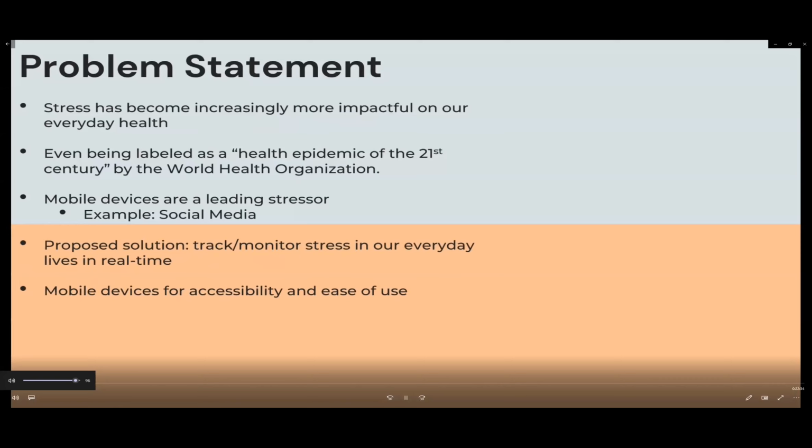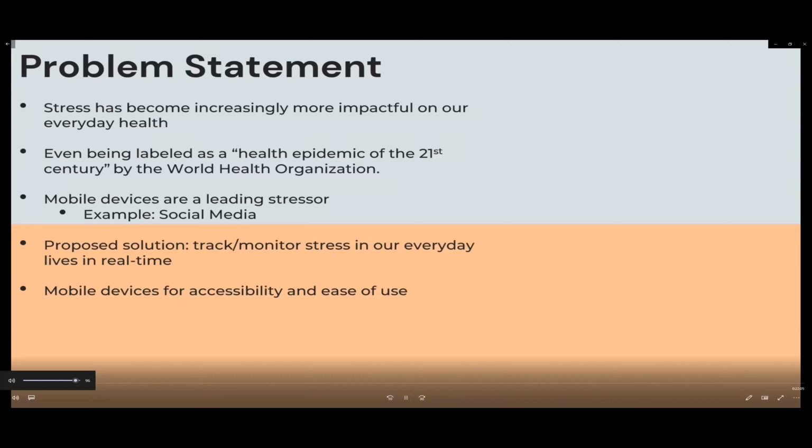The problem this paper tries to tackle is dealing with stress, and how over the past couple of years, it has shown that overall everyone's stress levels are higher than they normally are, and even by the World Health Organization, it's being labeled as a health epidemic of the 21st century. And when someone's under stress for such a long period of time, it can weaken the body's immune system. It can have a lot of negative impacts on our everyday health.